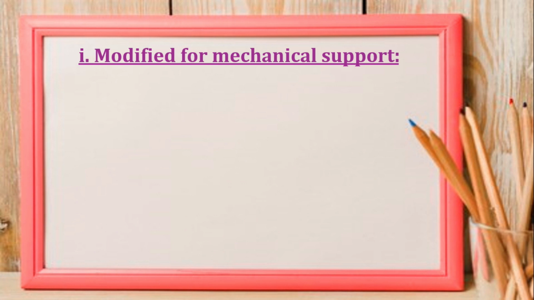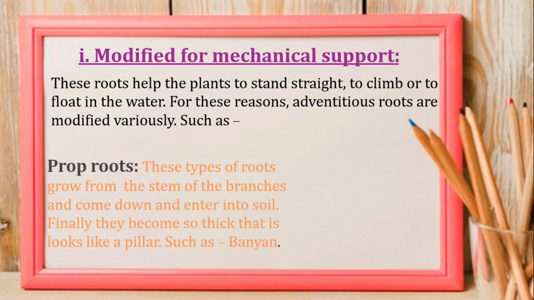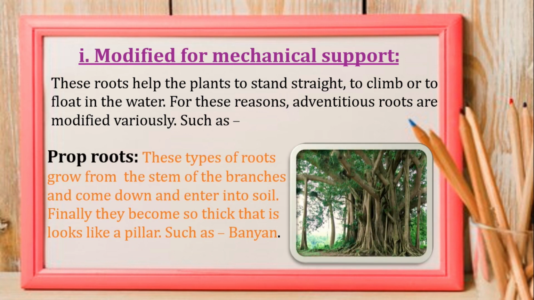At first, modified for mechanical support. These roots help the plants to stand straight, to climb or to float in the water. For this reason, adventitious roots are modified variously, such as prop roots. These types of roots grow from the stem or the branches and come down and enter into the soil. Finally, they become so thick that they look like a pillar, such as banyan tree.